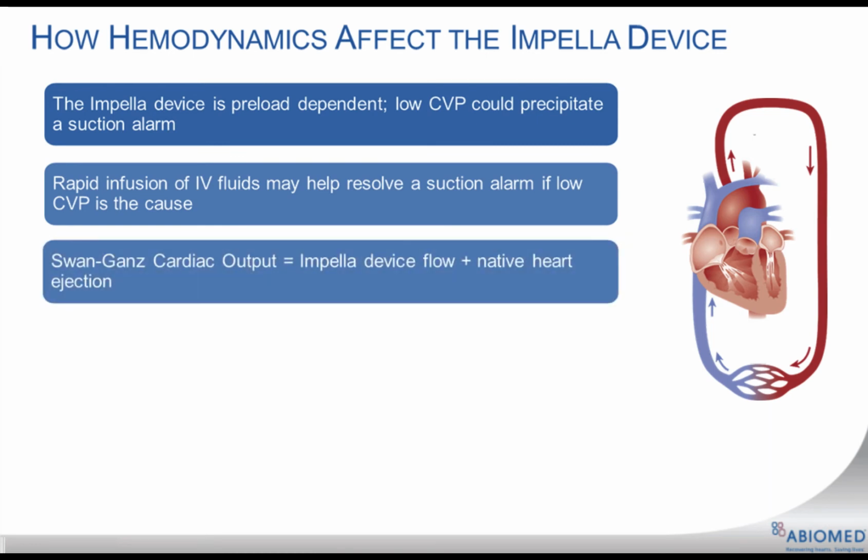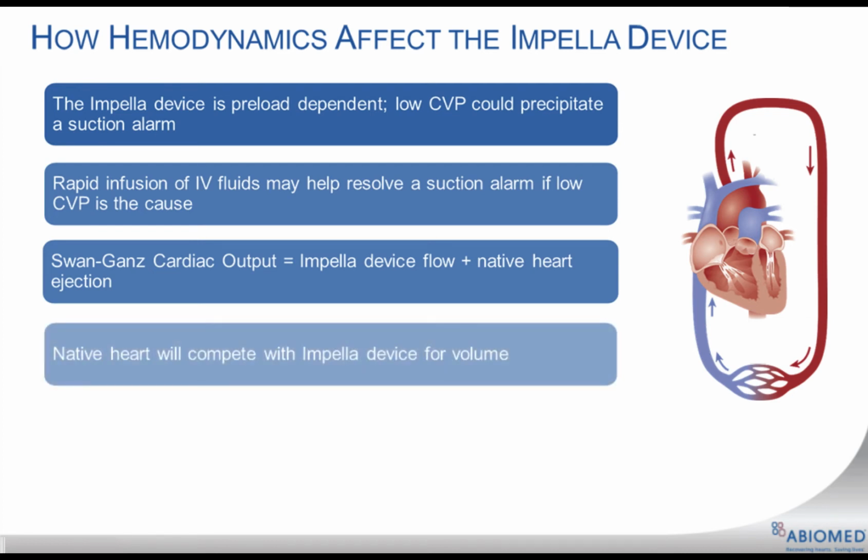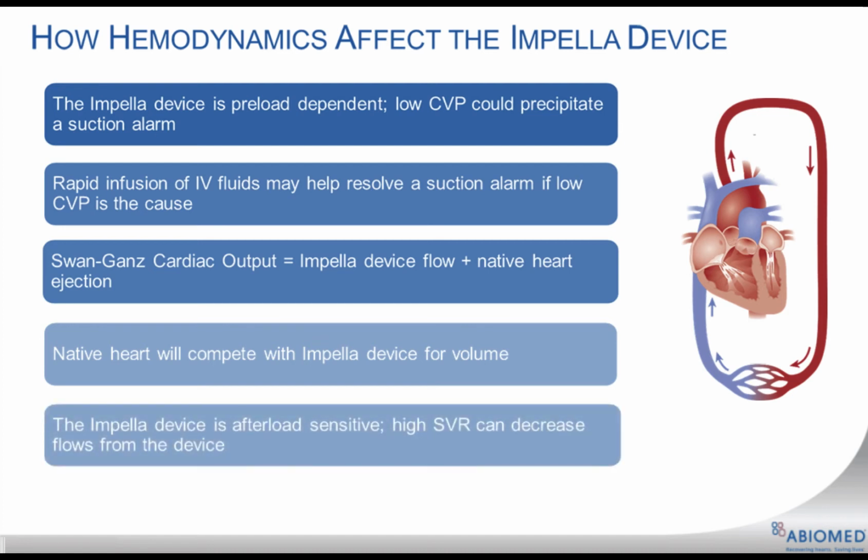If a Swan-Ganz is in place, the cardiac output displayed on the bedside monitor is a calculated flow of Impella device output as well as native cardiac output. Subtracting the Impella device flow from the cardiac output displayed should give the contribution of the left ventricle. The native heart will compete with the Impella device for volume, likely resulting in left ventricular unloading. The device is afterload sensitive. High systemic vascular resistance, or SVR, can lead to reduced flows from the device.